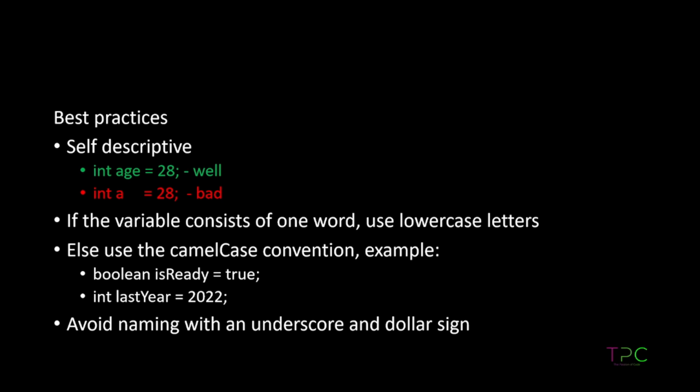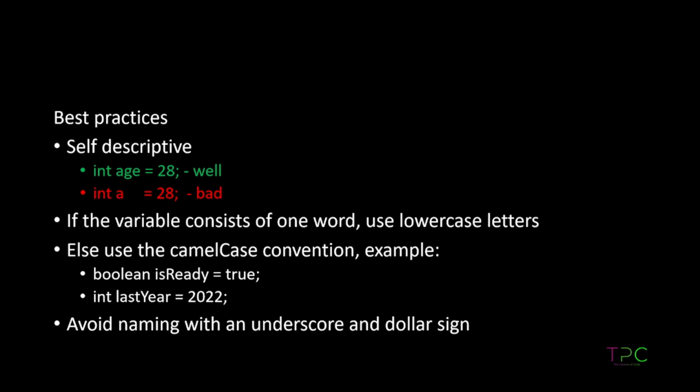First, be self-descriptive. We should provide self-descriptive names for our variables. Why? For instance, when our program starts to grow, we will get lost in our misnamed variables, and we will waste time looking for what the variable was about. As you see in the example, first int age equals 28, it's correct. It's a correct name, we know that's the age. The second example is bad. It's only one character, a, and we don't know what it is exactly. So that's why we should provide self-descriptive names for variables.